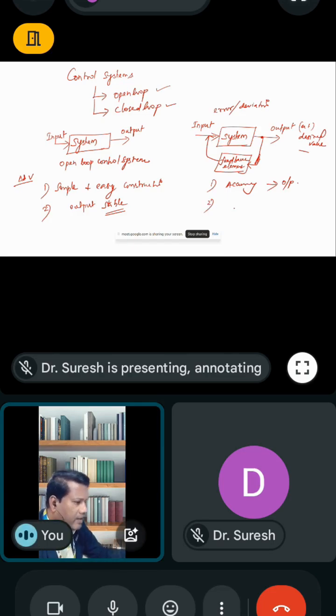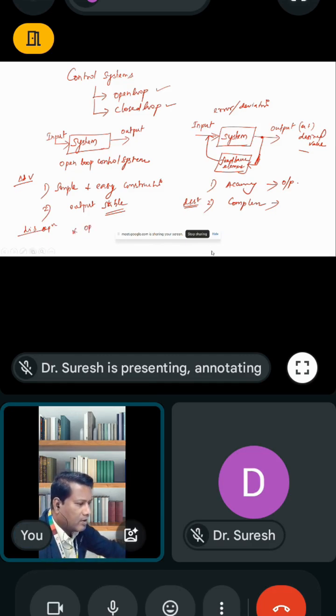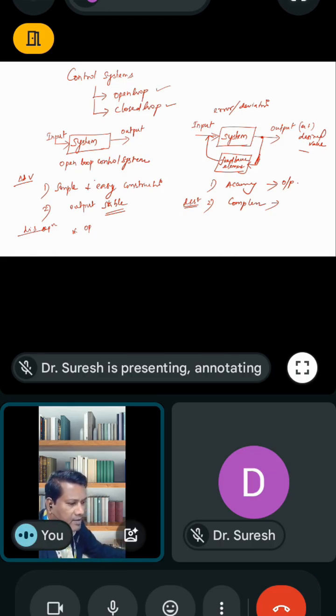Then the disadvantage is that it is a complex one. So you need more devices to produce the desired output. This is one of the major disadvantages of closed loop control system. Disadvantages in open loop control system: output depends only on input, so it is very difficult to maintain the desired output.